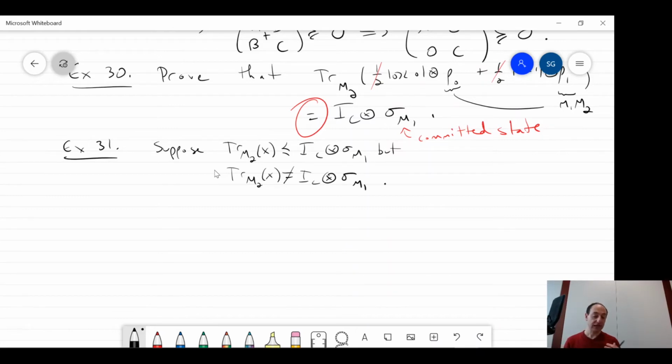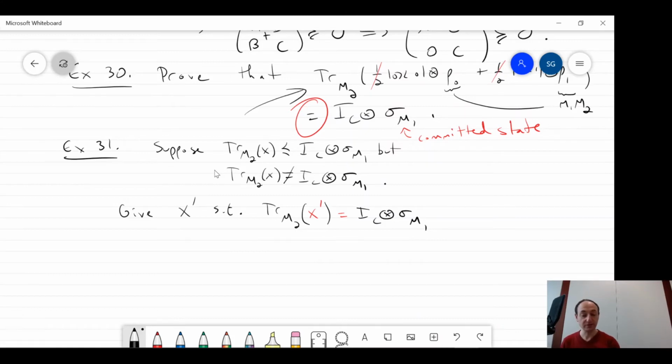Okay, so again, how do you prove that this is without loss of generality? Well, what you should do in this exercise is give a new operator, some x prime, such that the equality does hold. So now I'm putting x prime in here. And now you'll notice the equality does hold, right? Identity on C tensor sigma m. So this is kind of the ideal behavior we want, right, up here. That's the ideal behavior.